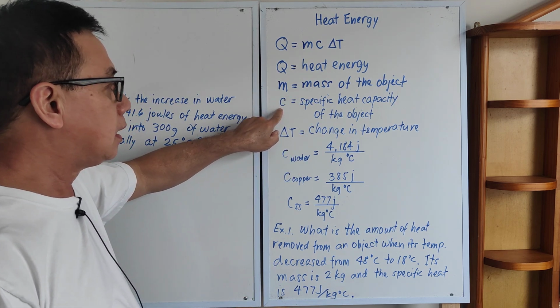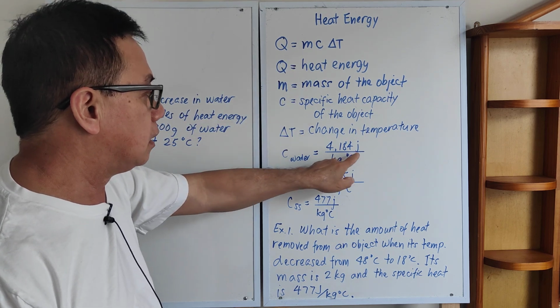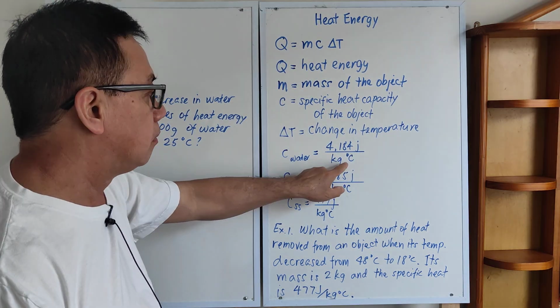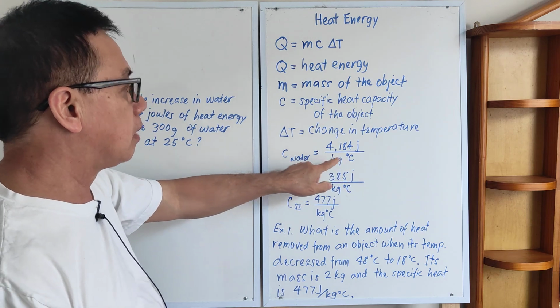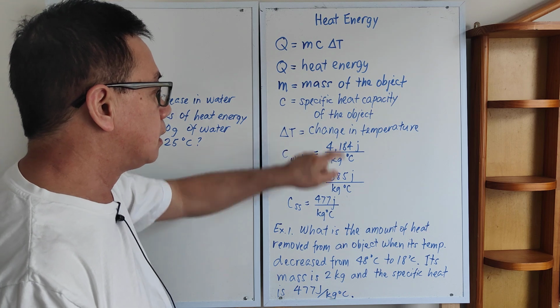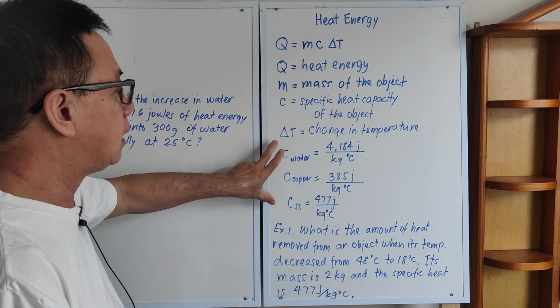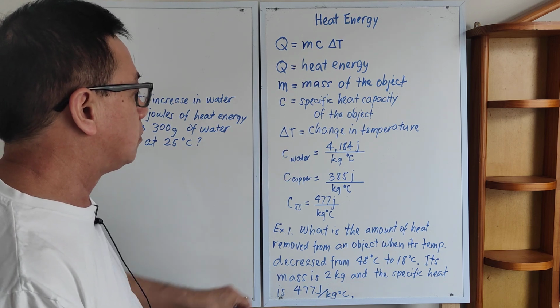c is the specific heat capacity of the object. It's usually in joules per kilogram per degree centigrade or joules per gram per degree centigrade. Delta T is the change in temperature. So here are the specific heat capacities of some objects.